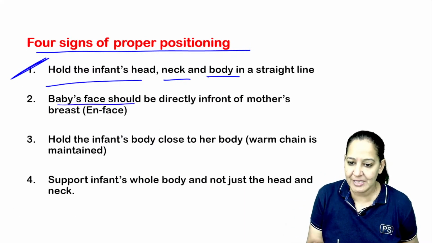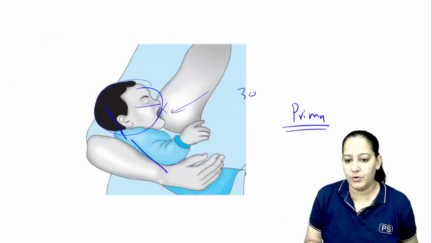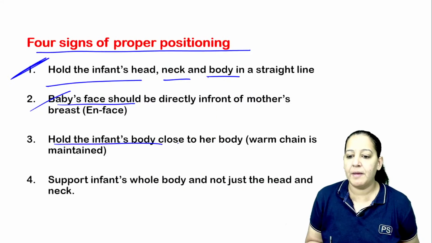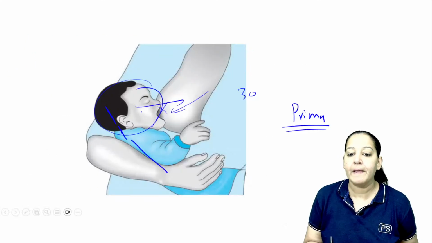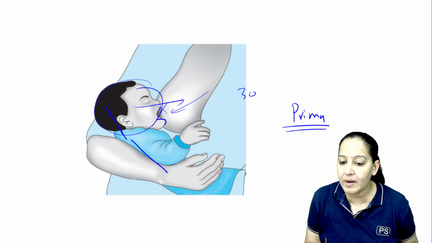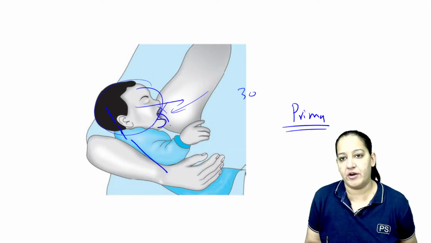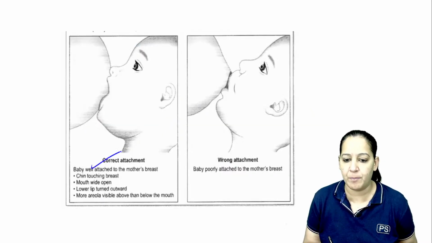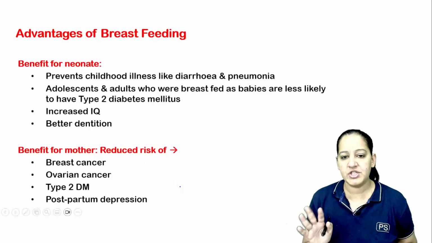Second, the baby's face should be towards the mother's breast. You can see face to face. Hold the baby close to the body, and the proper positioning sign is that the lower lip should be everted. The tongue is protruded out. You can see this is proper positioning. This is wrong positioning. Positioning is important.